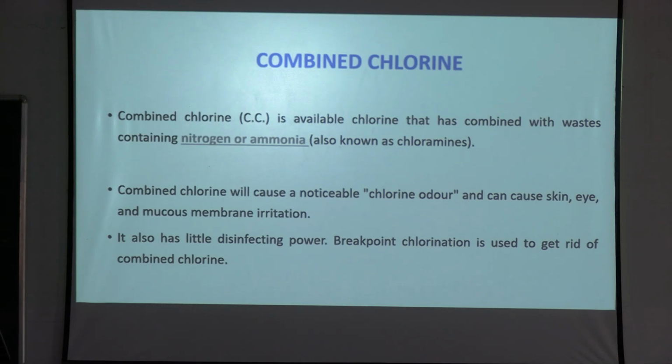What is the source of nitrogenous waste in swimming pools? Okay, so it has little disinfecting power, but the breakpoint chlorination is used to get rid of combined chlorine. This excess combined chlorine which causes problems to us, we need to get rid of by reaching the breakpoint chlorination. Once we reach the breakpoint chlorination, that excess amount of combined chlorine which causes irritation will go away. The remaining amount does not cause any problems, right?